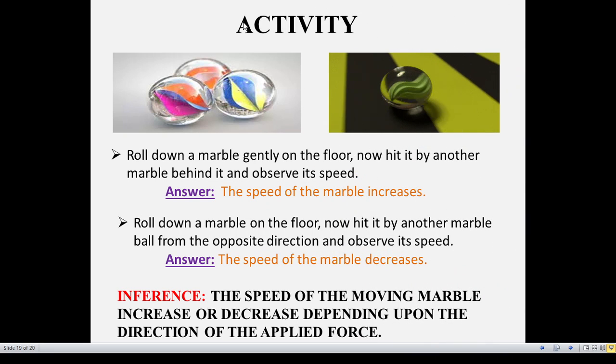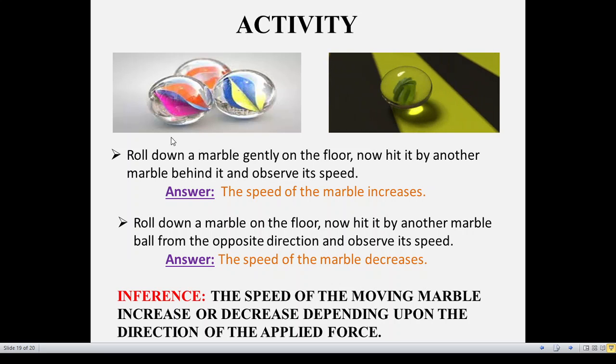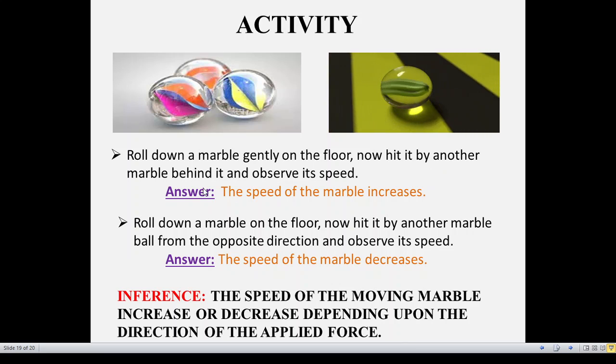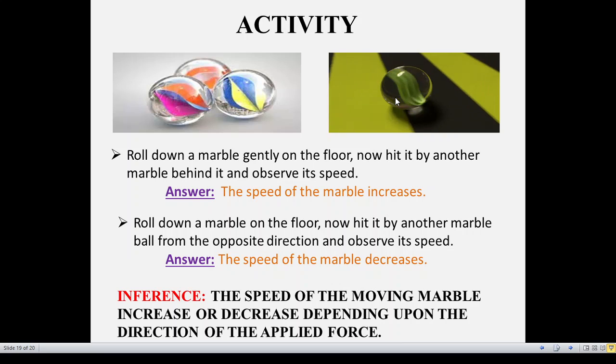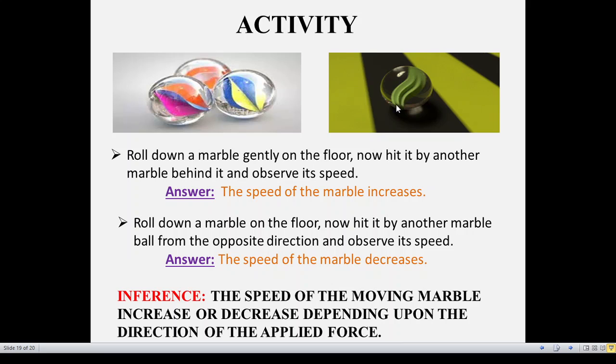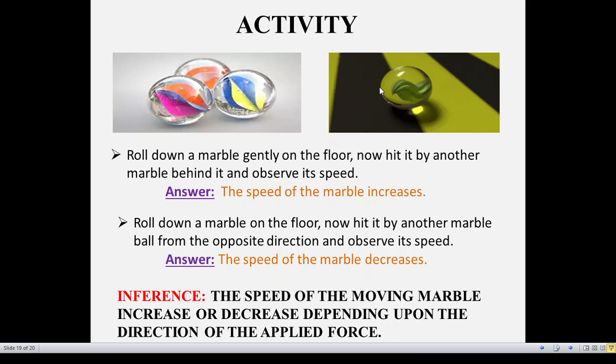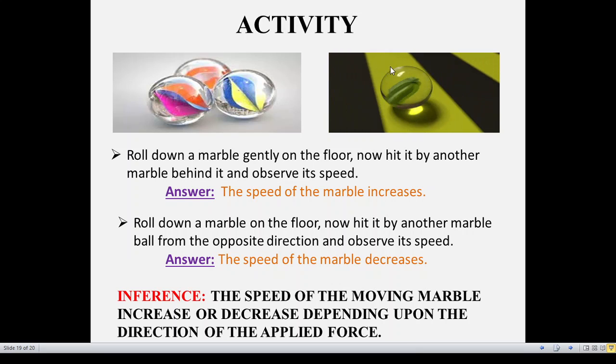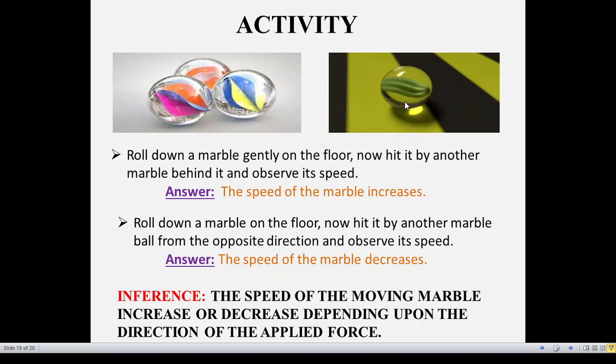And finally we are going to see an activity. All of you know it's nothing but a marble. Roll down a marble gently on the floor. Now hit it with another marble behind it and observe its speed. So here if you look at this image, a marble is rolling gently on the floor. Now you hit it with another marble from behind. From behind means from this direction. If you hit it with another marble in this direction, what will happen? The speed of this first marble will increase.